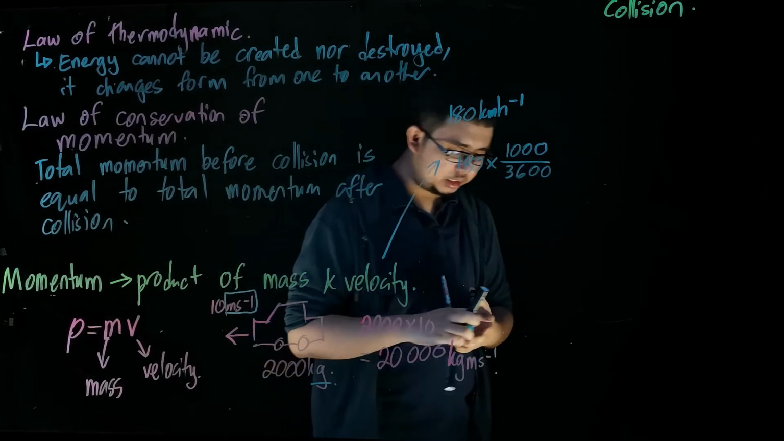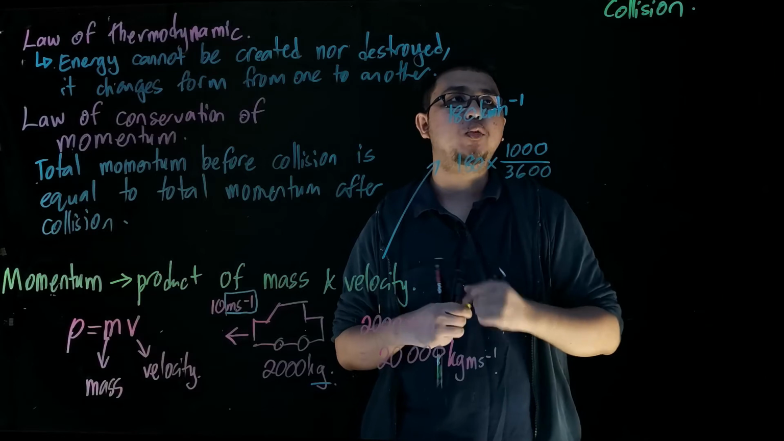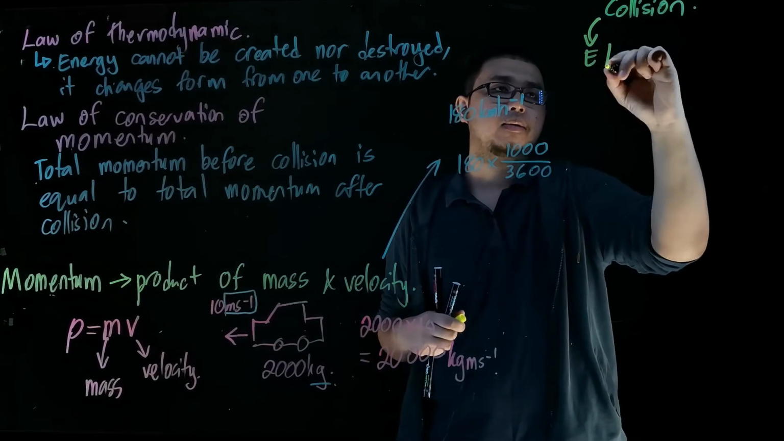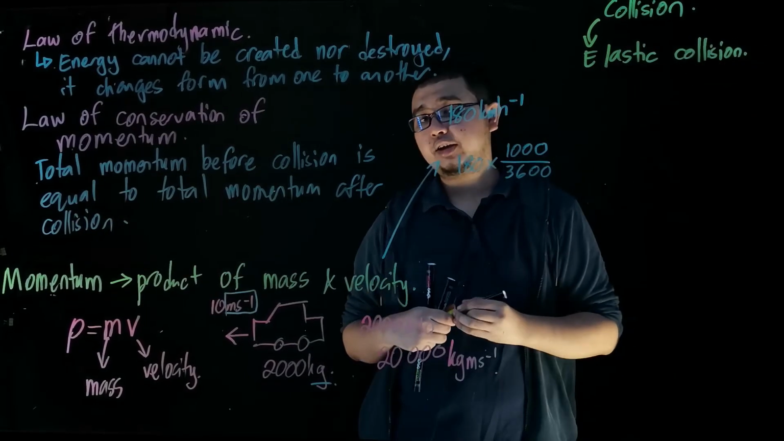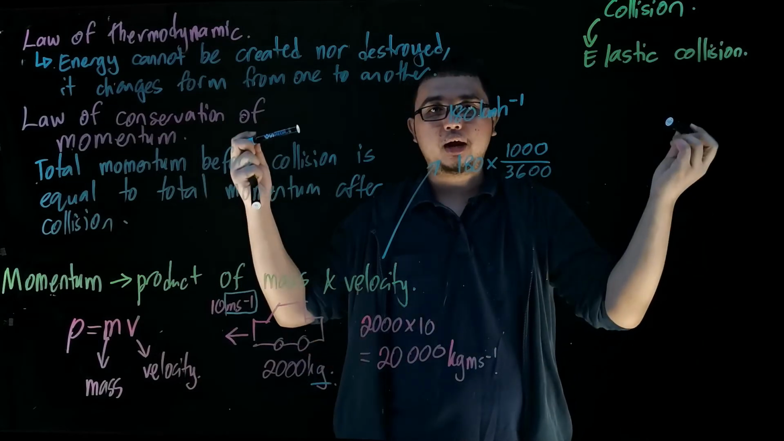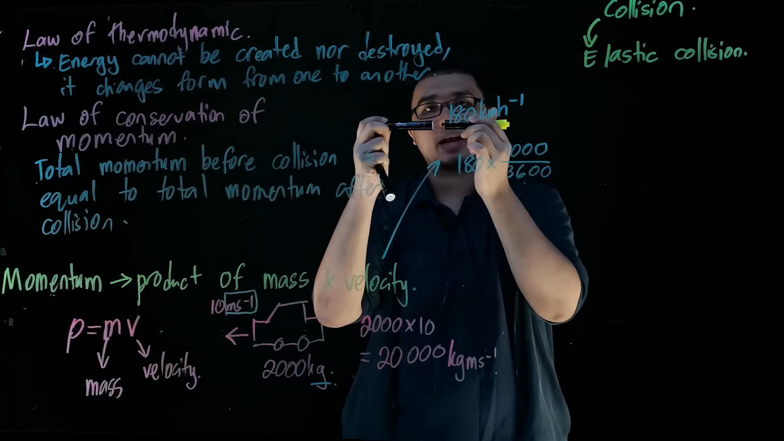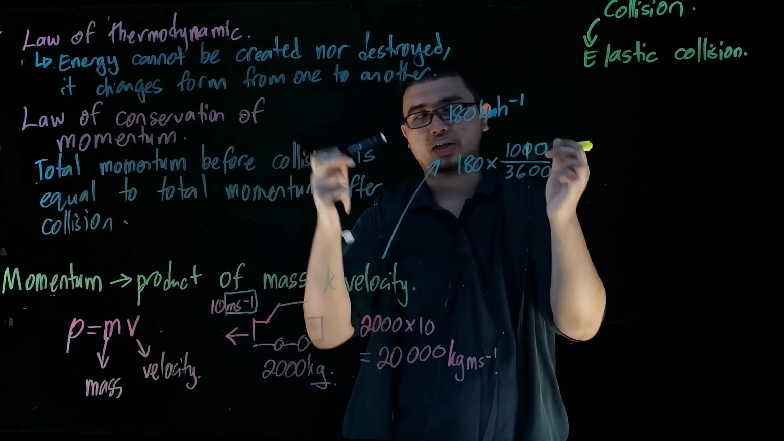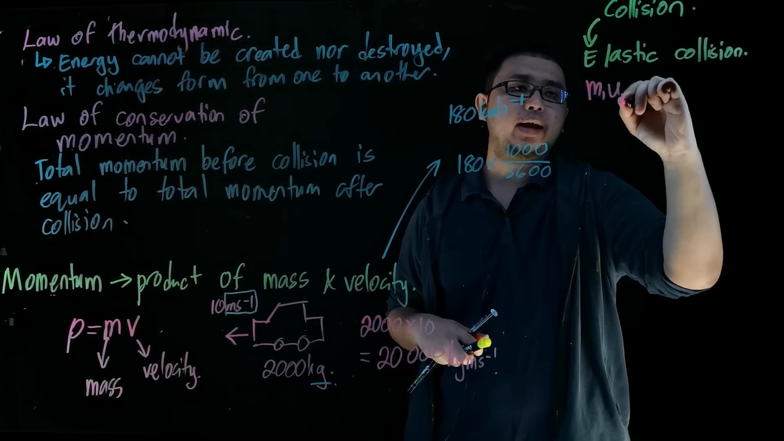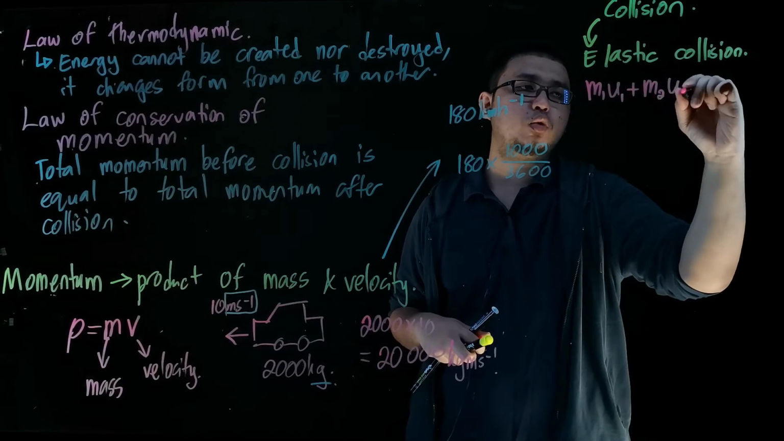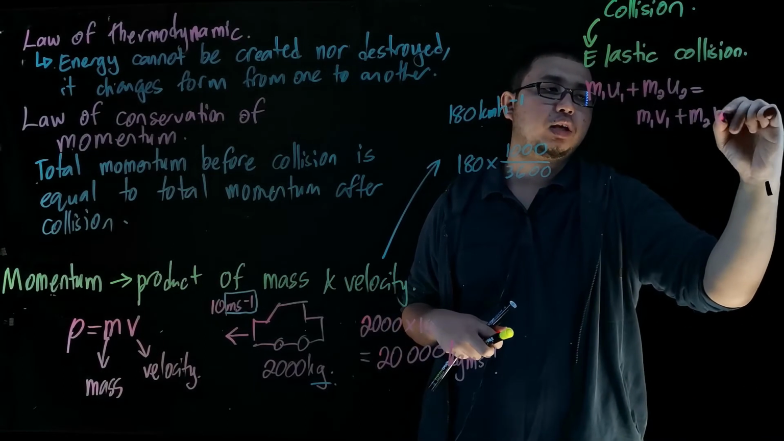Now, let's look at our collision. We have 3 different collisions that we're going to learn. The first one is the elastic collision. In elastic collision, you have 2 different objects moving against each other, hitting one another, and then moving separately in different directions. So in elastic collision, we use the formula m1u1 plus m2u2 equals m1v1 plus m2v2.